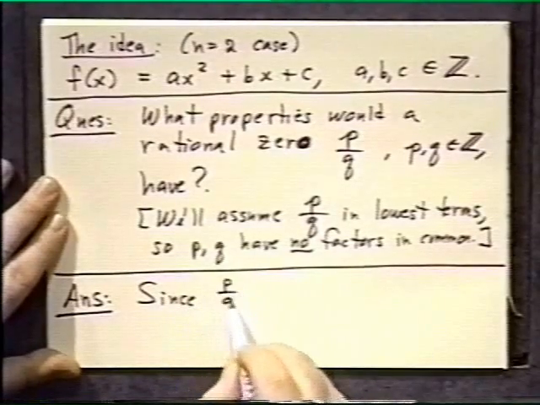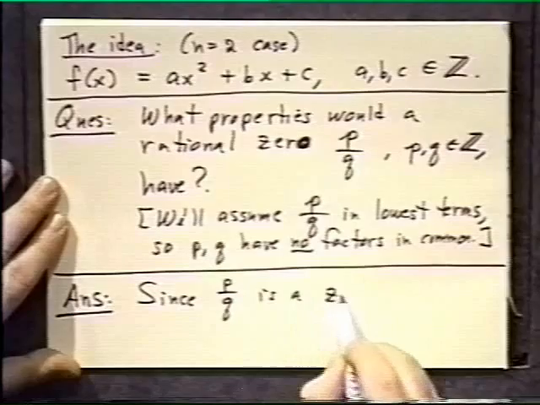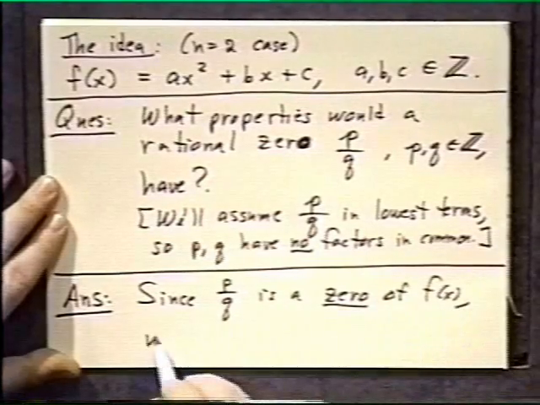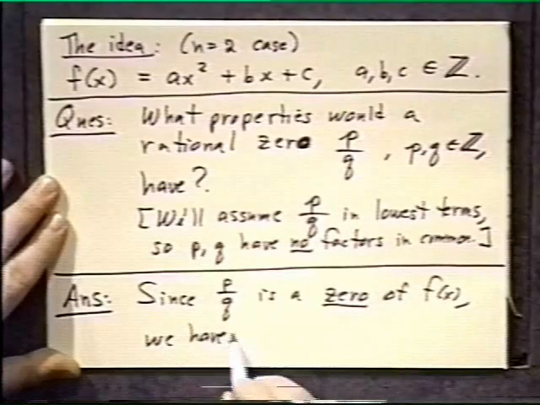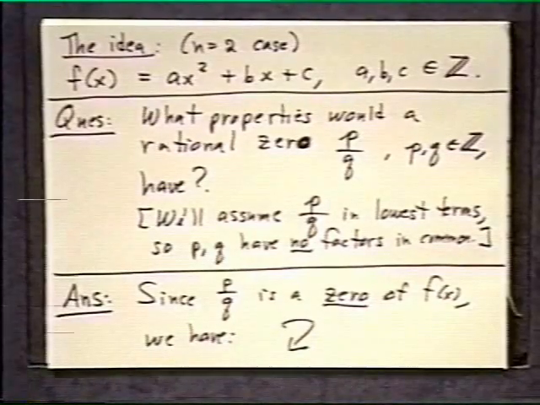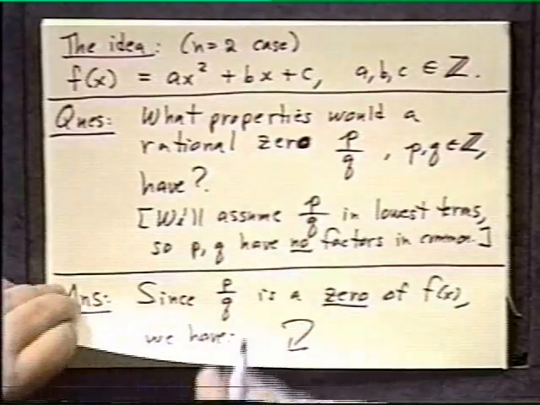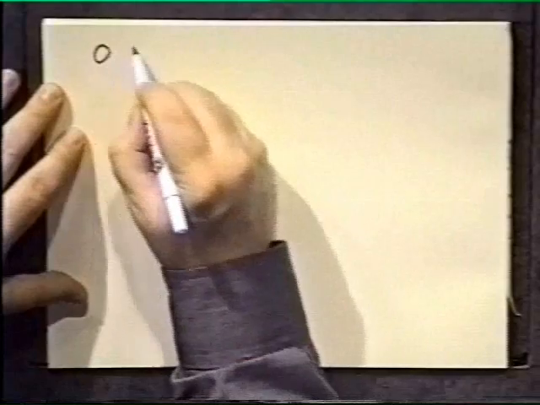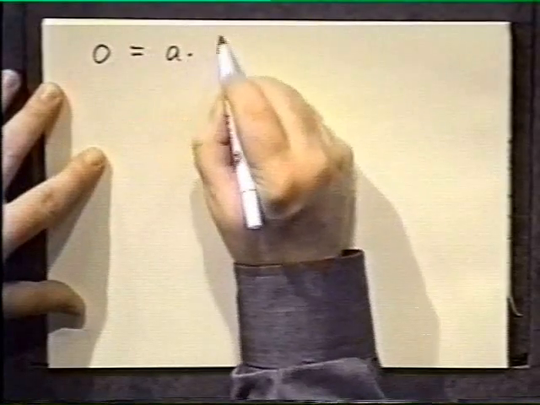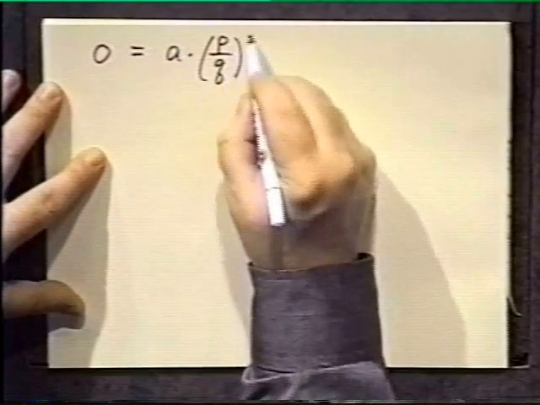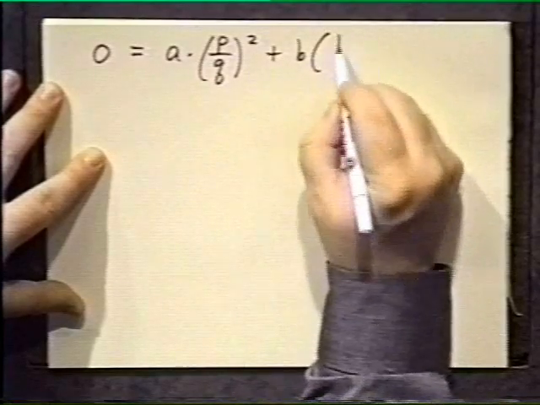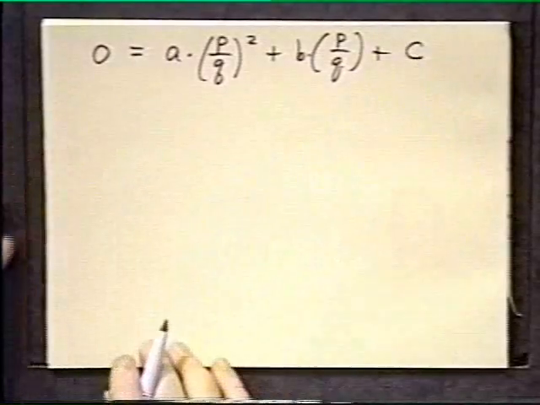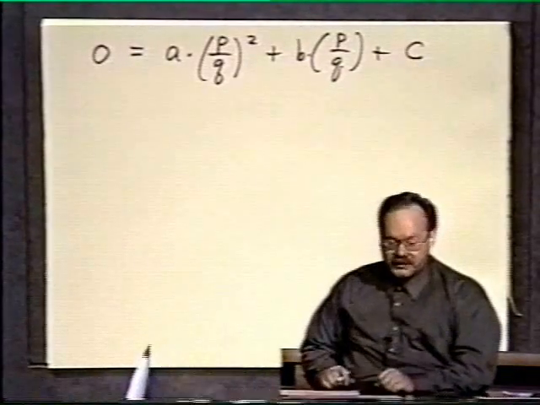Since p over q is a zero of f of x, we have the following. If it's a zero, then it needs to satisfy f of x, which means it can make f of x equal to 0. That's what zero means after all. So that means that 0 is equal to a times the zero here, p over q squared, plus b times p over q plus c. Okay? That's what being a zero means.